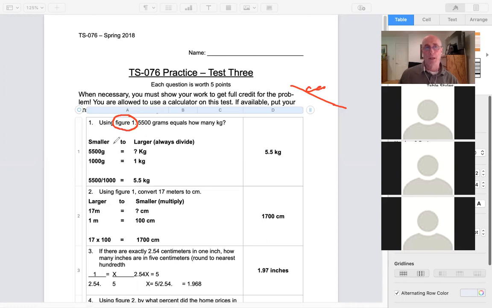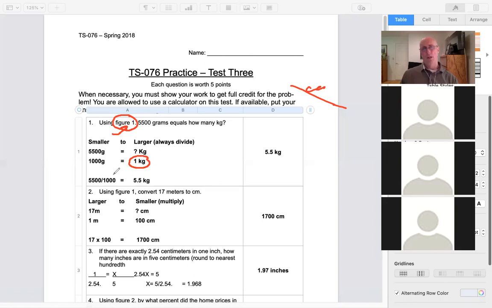It says convert 5,550 grams equals how many kilograms? So in this case, grams to kilograms, we're going from smaller to larger. Now, how do we know this? Because if we look at the chart, figure 1, we would see that 1 kilogram is worth 1,000 of the grams. So for 5,550 grams, one kilogram is 1,000 of them.